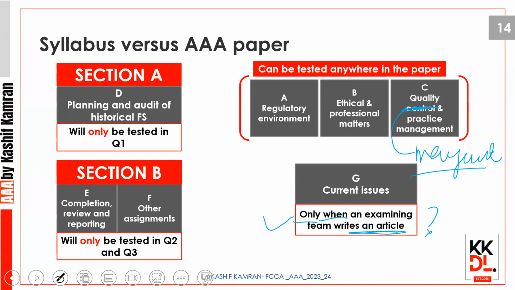Okay, now that's the syllabus versus the paper. Now, honestly, tell me, does it seem like a very organized paper in terms of how the syllabus gets split into section A and B? Is it like a very organized paper when you look at the past papers? You know, section A is D, section B is E, F might come, might not come, and A, B, C are flexible. Will that help you devise your approach, how much time you should give to A, B, C, and how much time you should give to D, E, F?